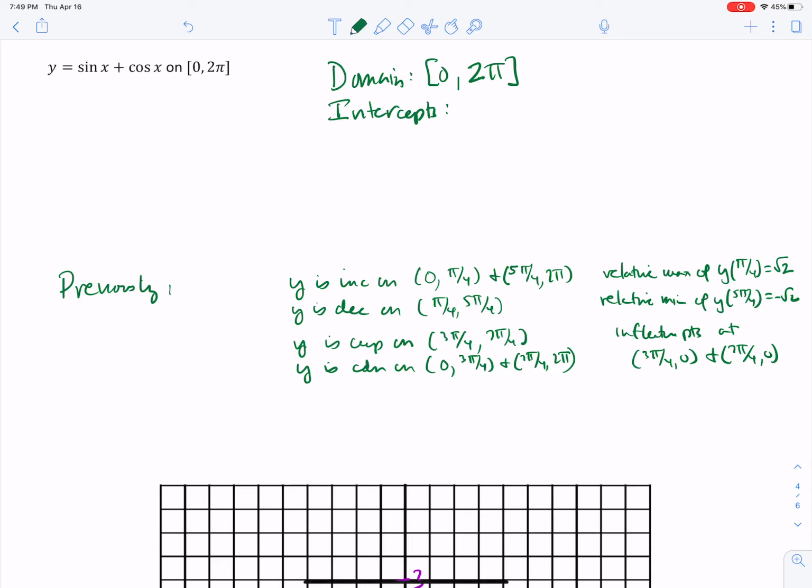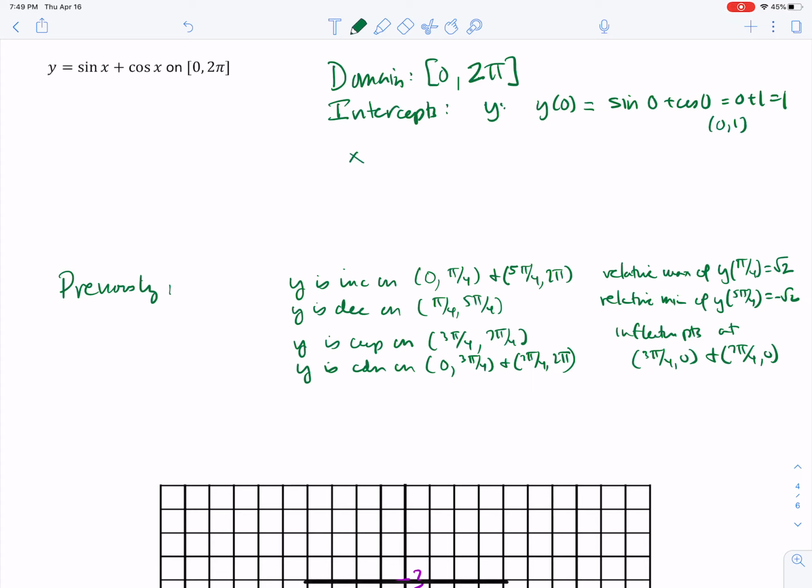And so our y-intercept comes from plugging in 0. I get sine 0 plus cosine 0, and that's equal to 0 plus 1 or 1. So I've got a y-intercept of (0, 1).